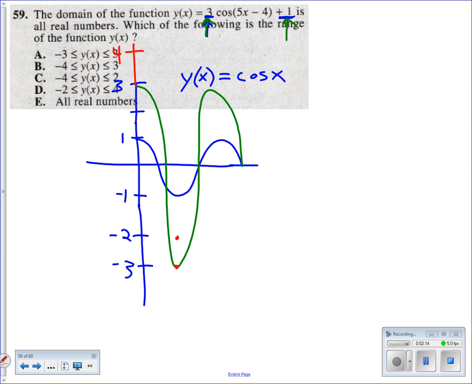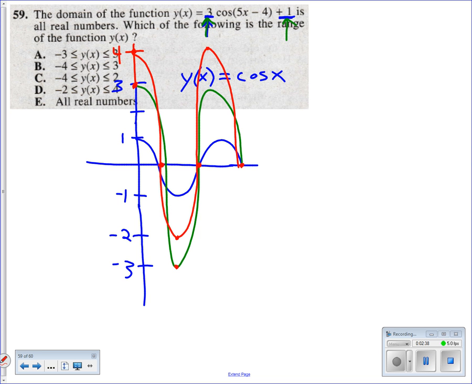This maximum here will shift up to 4. So my intersections, or my x-intercepts, are still going to be the same. So I want to end up with a graph that looks something like this.